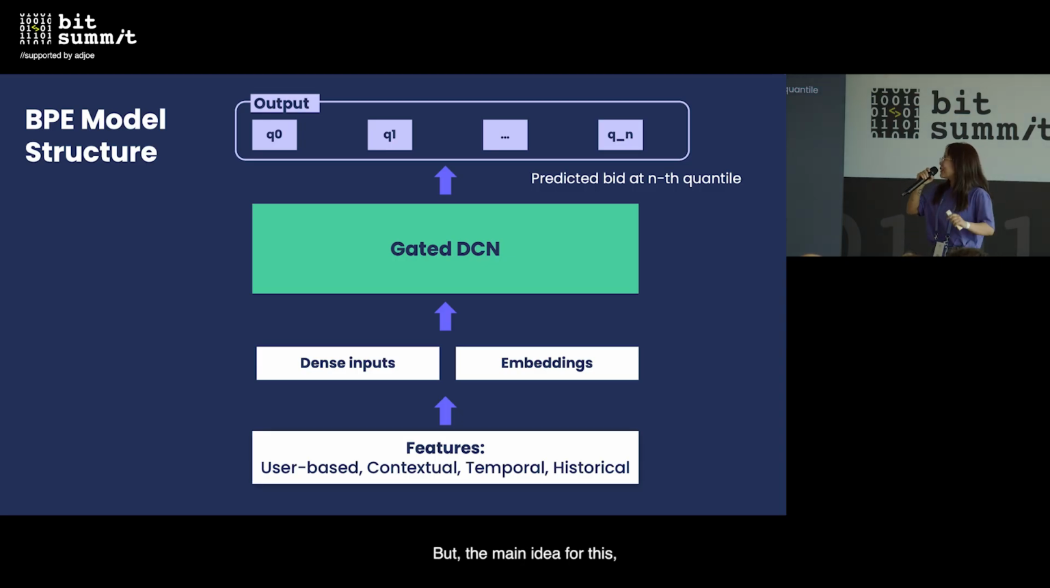The main idea of this gated deep cross network is that it tries to learn the cross interactions between the features, and it also tries to identify which interactions are meaningful for the model so that it could learn the best from those interactions. And the output is basically a linear layer with different outputs, and each of those outputs targets the quantile that we want to specify for these auctions.